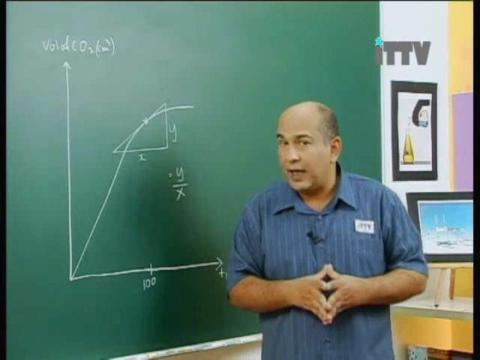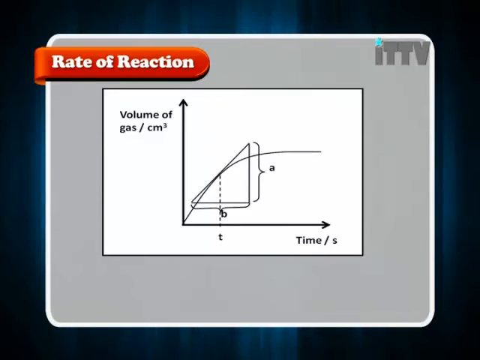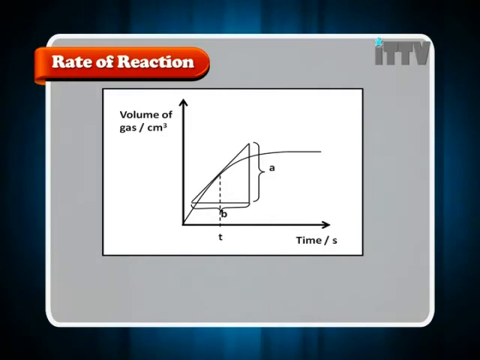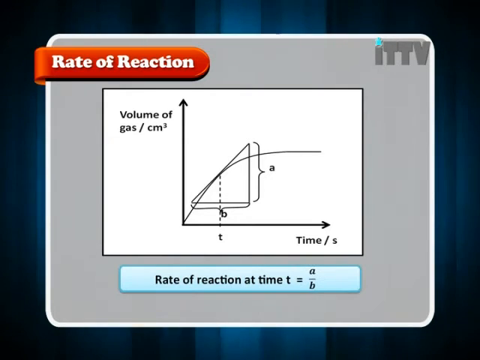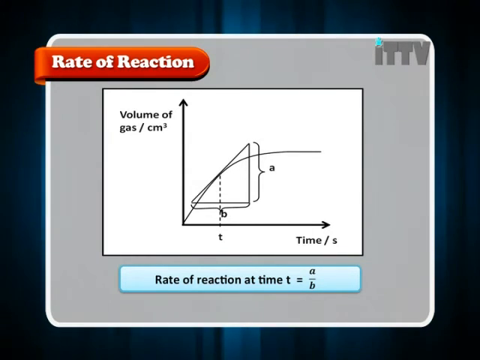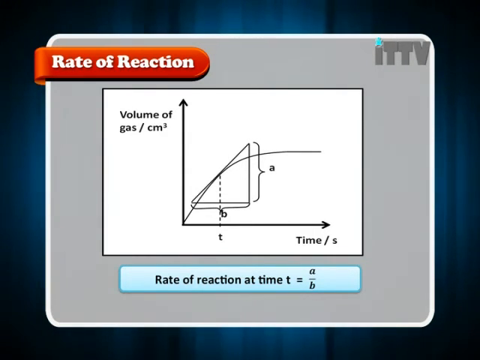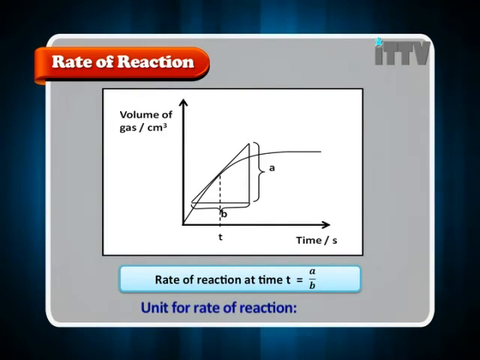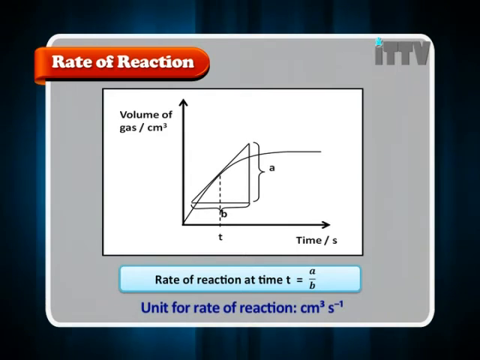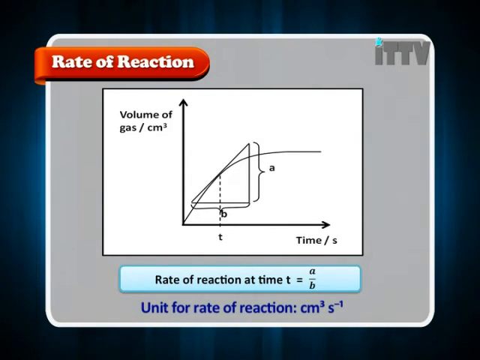Let's go back to the slide. So what you should have is a graph that looks something like this. So like I said, try to imagine the straight line at that point. Then remember, the rate of reaction will be, as we say here in the slide, A over B or Y over X. Remember, your units depends on what you had along your axis. In this case, it will be centimeter cube per second.